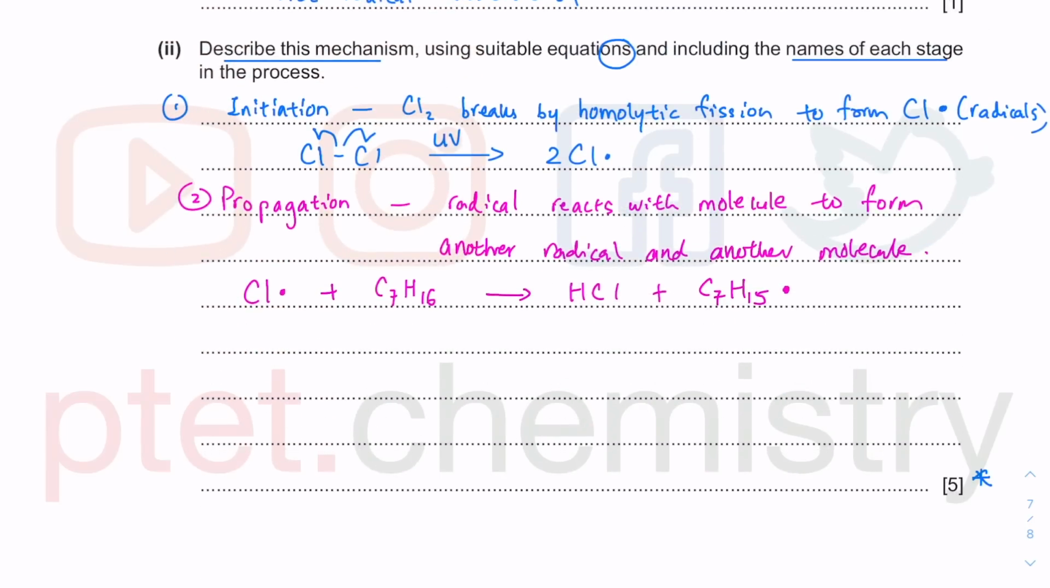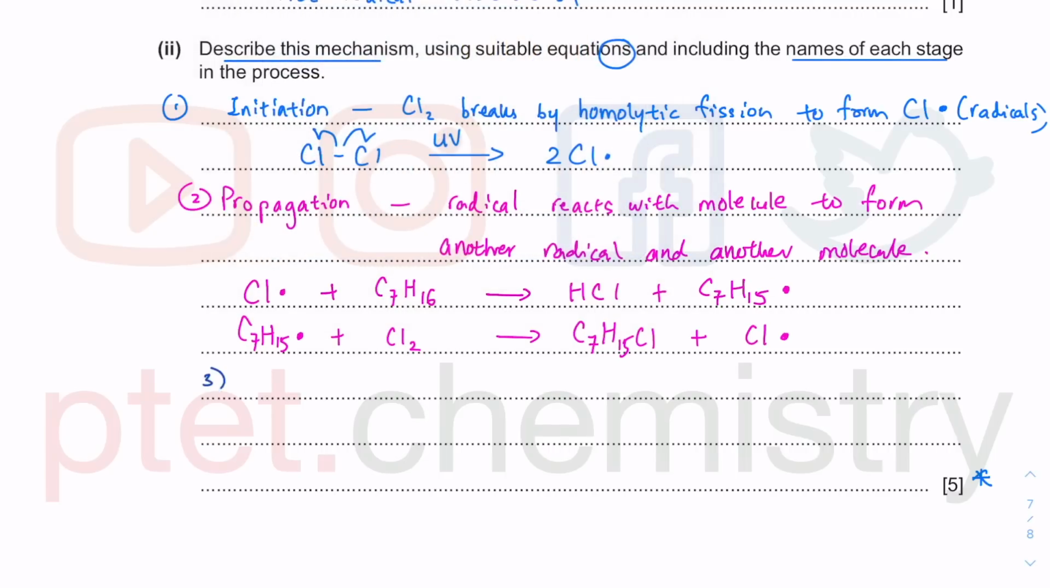So I still have to show C7H15 dot. I have my radical C7H15 dot. I react it with a molecule, another molecule of Cl2. A molecule is not a radical. So then I would form my molecule, which is C7H15Cl. It's no longer a radical because I pick up the Cl radical, and then the Cl2 will form another radical. Radical plus molecule gives me a molecule and a radical. Essentially, radical on the left, radical on the right. You form a different molecule, you form a different radical.